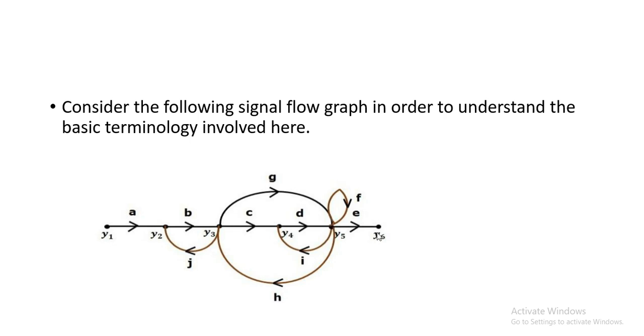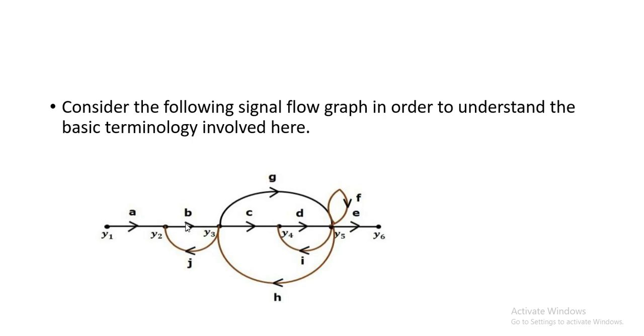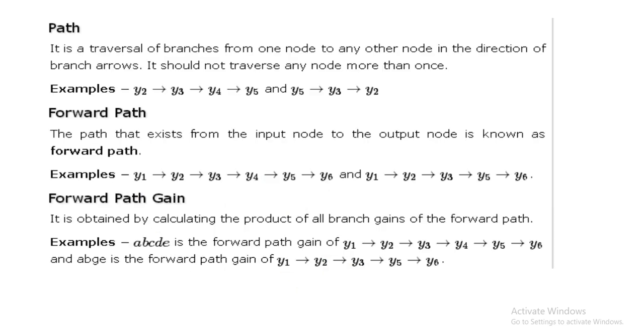So this is the second path that we are getting here, y1, y2, y3, y5, y6. So these are the two forward paths that we have got here. Is there any other forward path? No, there is no other forward path, because if you go from here to here, it is a reverse path. So I can't take this path. So only two paths are there, from this direction towards this direction, and from this direction towards this direction. So these are the two forward paths that we have got till now.